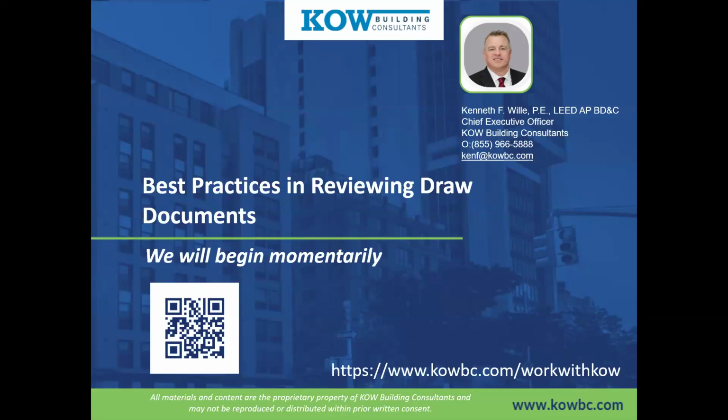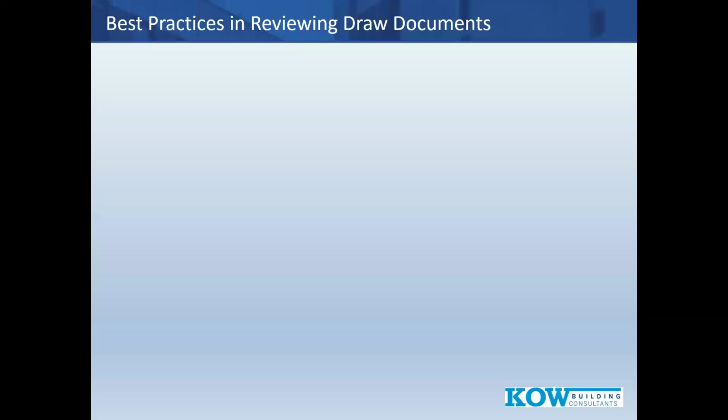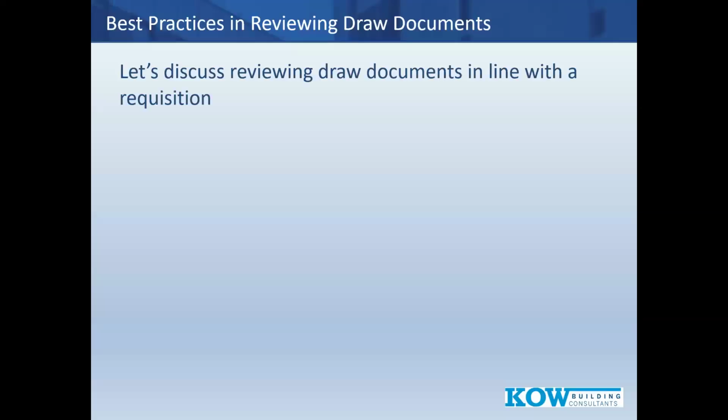And I don't even want to stop now and define what draw documents are because that's part of the slides. So first of all, let's set the table. Let's discuss reviewing draw documents in line with the requisition. Again, stay tuned in a few moments. We're going to have some definitions. But what I'm going to do for you is go in order of typical importance. When we are reviewing a draw, a request for payment for hard monies in place or requested in line with a requisition, I'm going to go in order of typical importance.